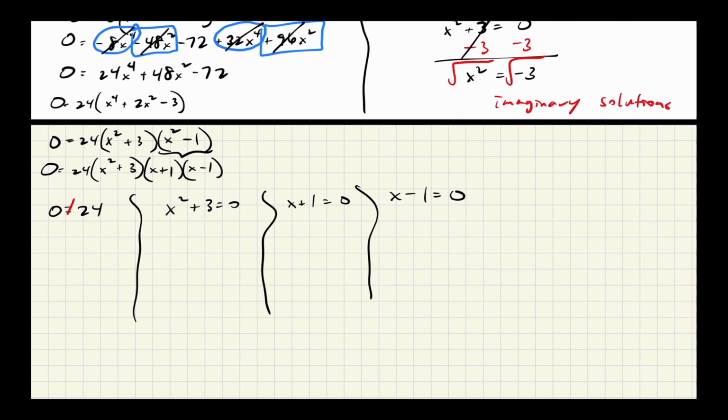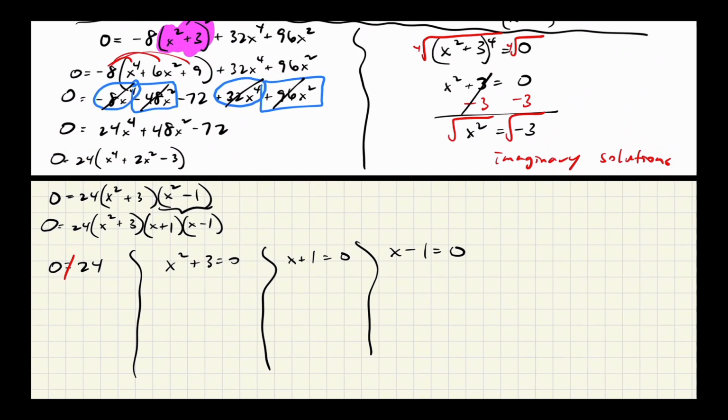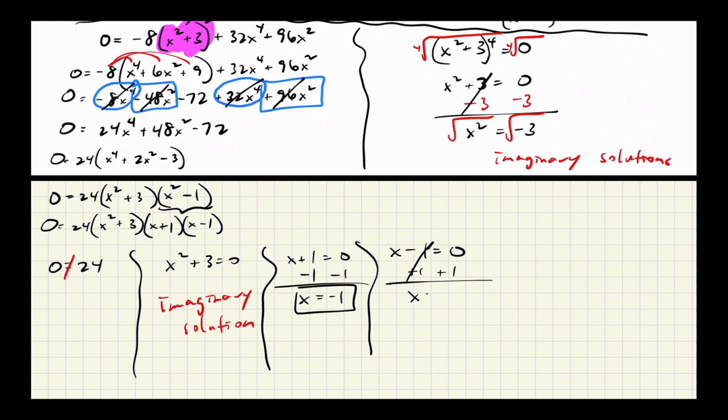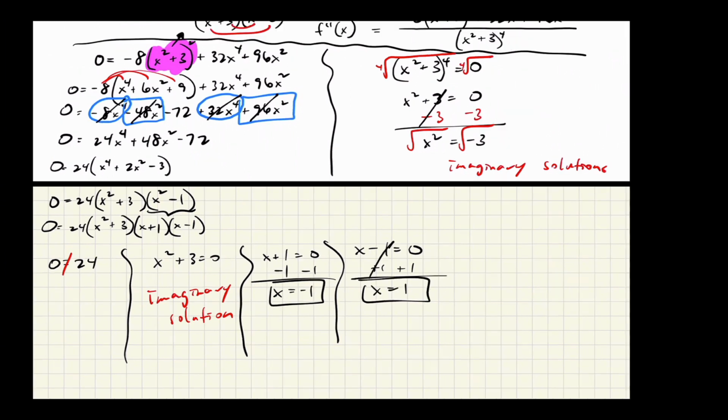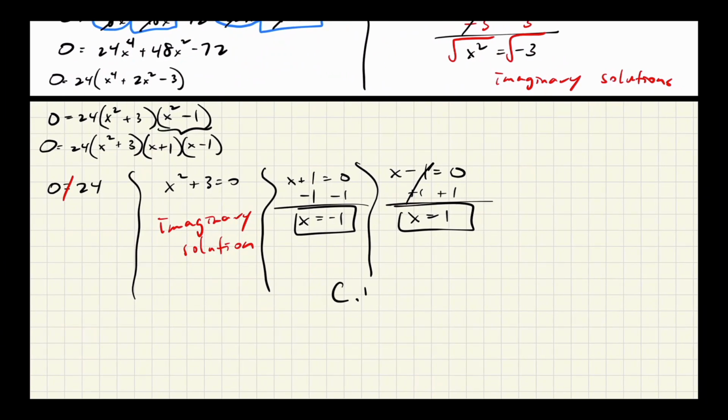So the first one, you're not going to get an answer because 0 does not equal 24. The second one is going to give you another imaginary. How do you know? Because you already did it. We already did it over here. X squared plus 3 equals 0. We did it over here. It gave us an imaginary answer. The only two answers that you will get are from the last two. Negative 1 and positive 1. Those are critical values, inflection points.